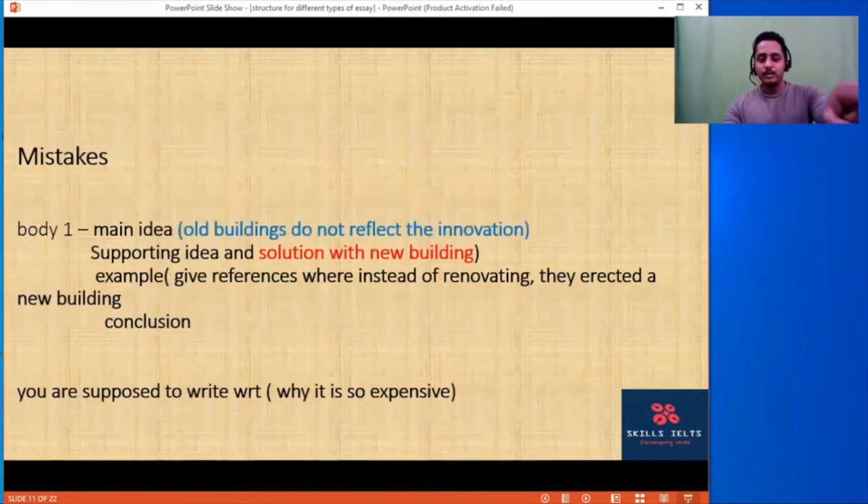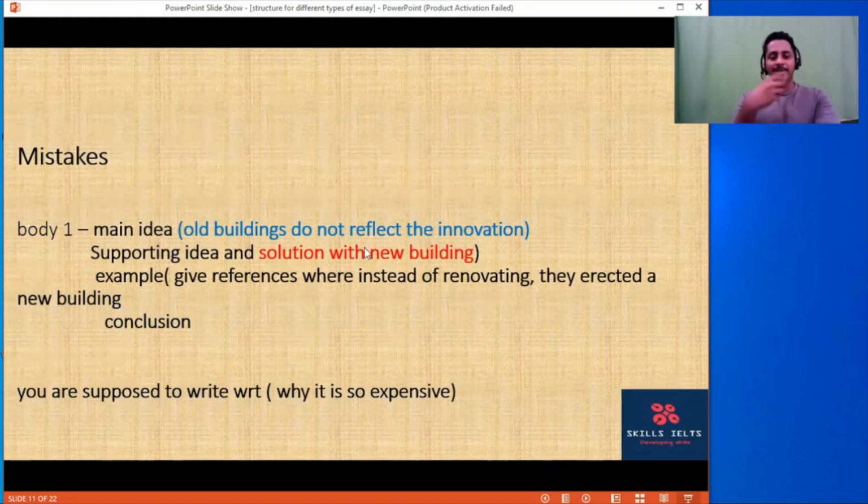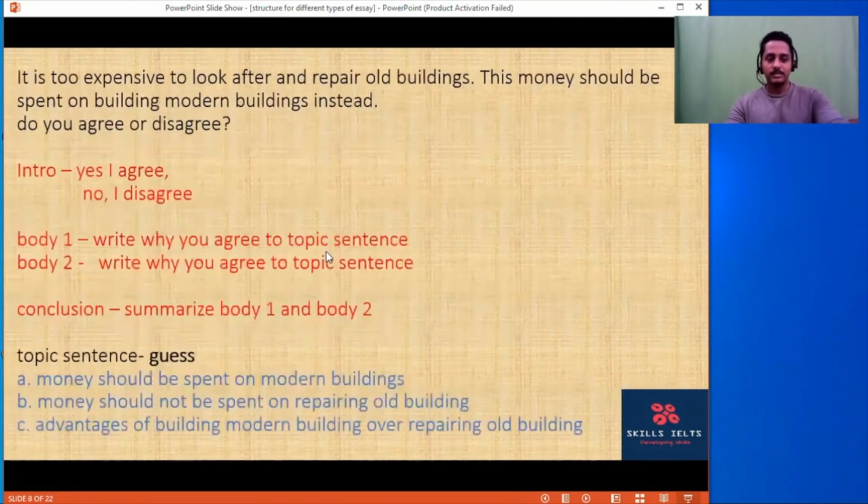As a mistake, if you talk about the main idea of reflecting the innovation, blah, blah, blah, you don't get marks. Maybe you could have said the old buildings are so expensive to repair and it's not even reflecting the innovation even after paying a lot of money. In that way you can write, but the entire thing should be centered on the expensive part, not the renovation part.